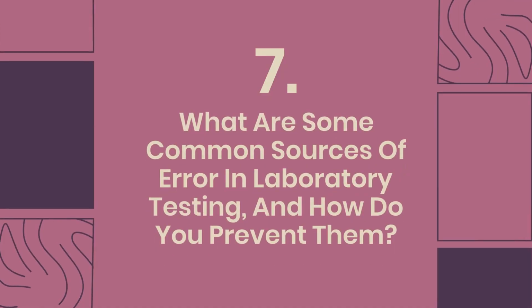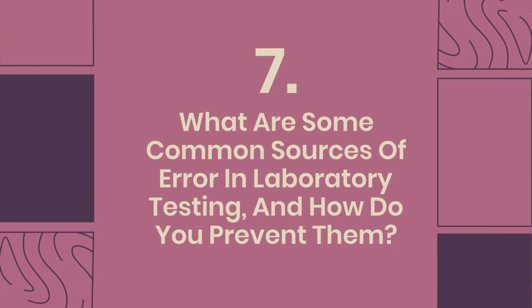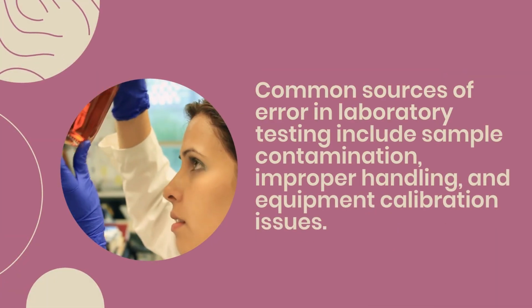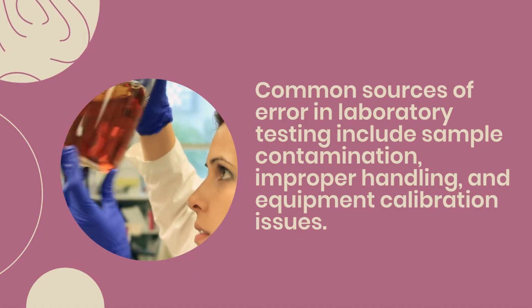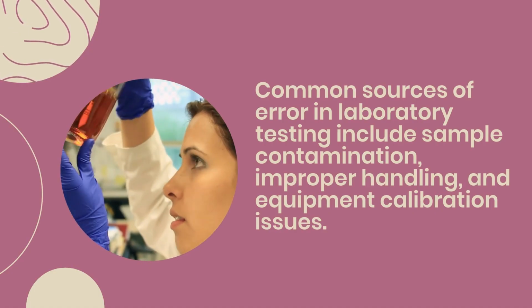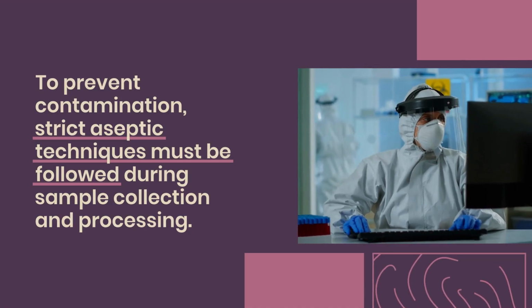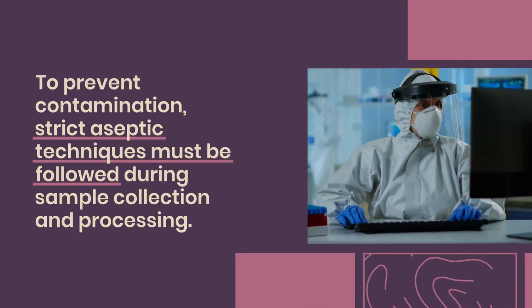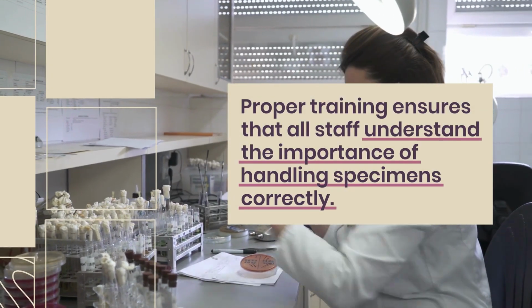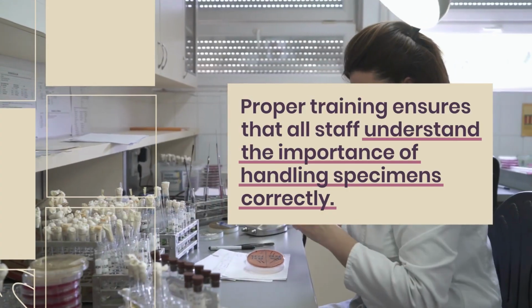7. What are some common sources of error in laboratory testing, and how do you prevent them? Common sources of error in laboratory testing include sample contamination, improper handling, and equipment calibration issues. To prevent contamination, strict aseptic techniques must be followed during sample collection and processing. Proper training ensures that all staff understand the importance of handling specimens correctly.